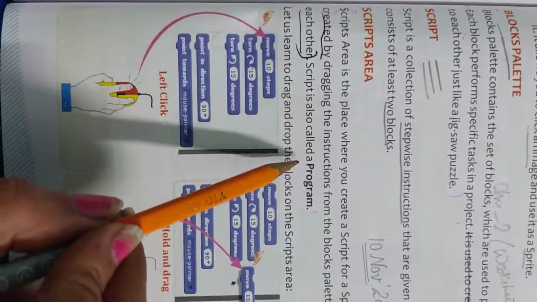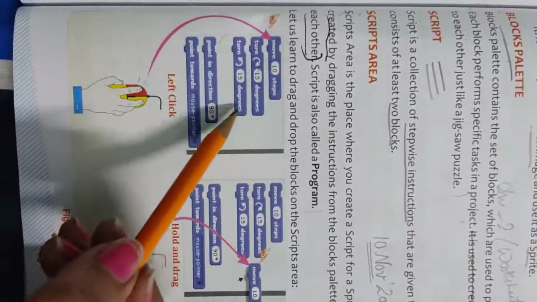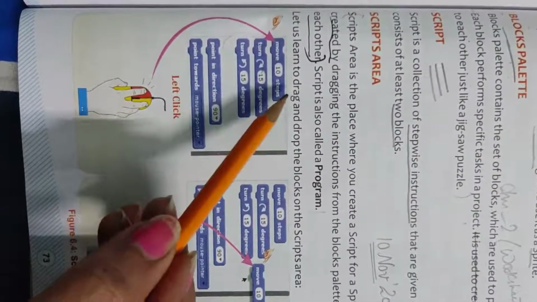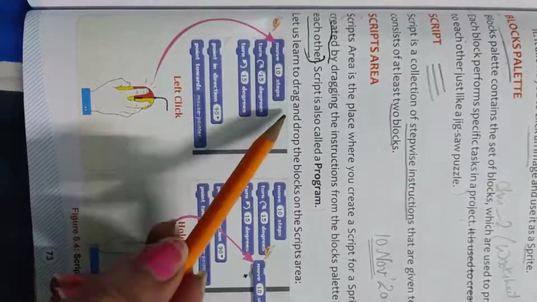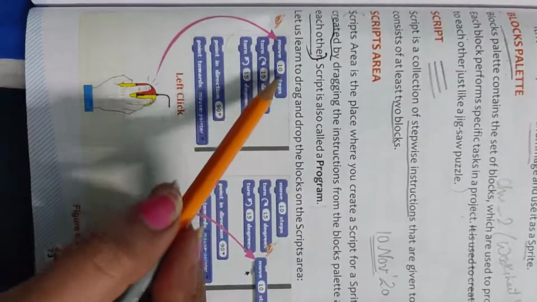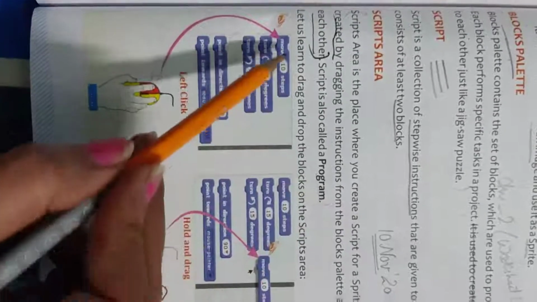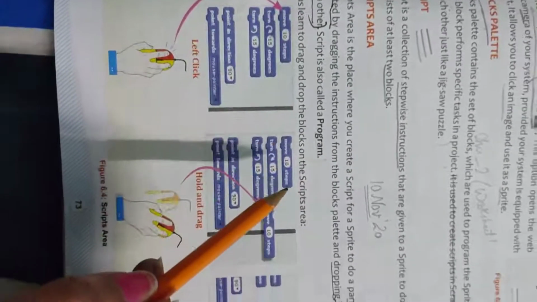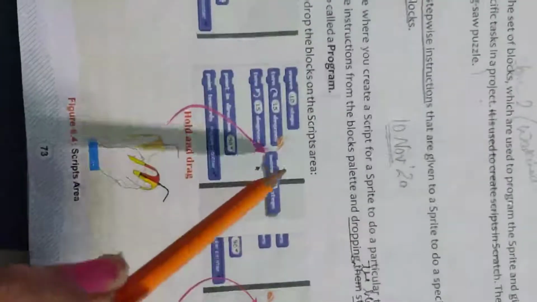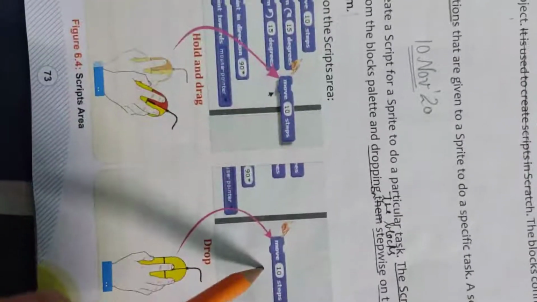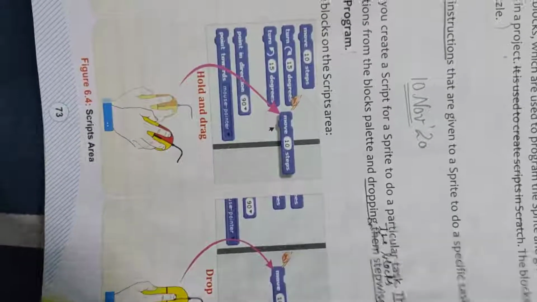Script is also called a program. Now stepwise instructions we have read already. One step, second step, third step, fourth step. This whole group of steps is known as a program. Let us learn to drag and drop the blocks on the script area. Here you can see blocks are there. First you can select the block with the help of left click. Then you can move it outside wherever you want to drop it.